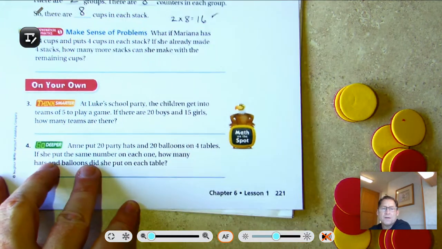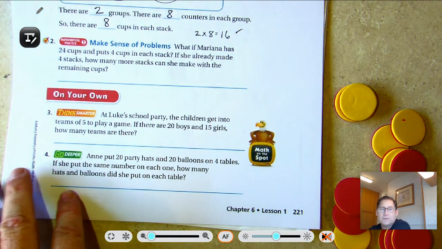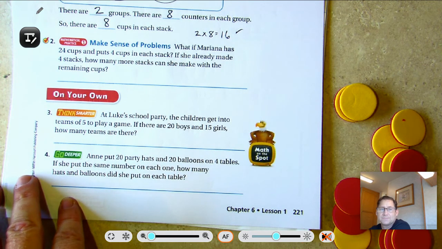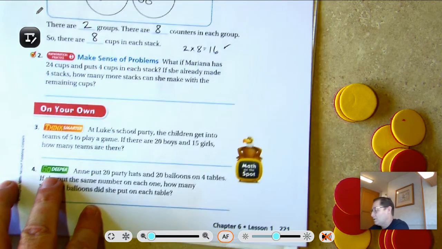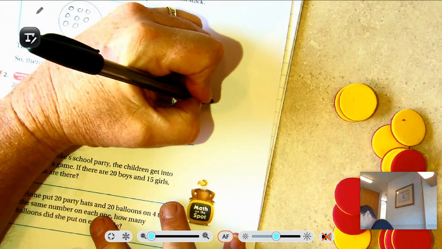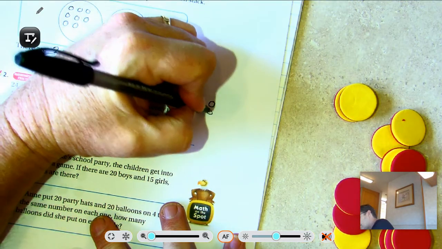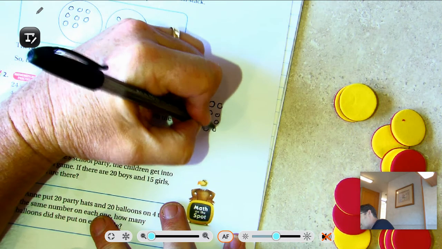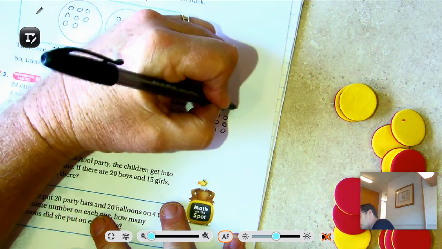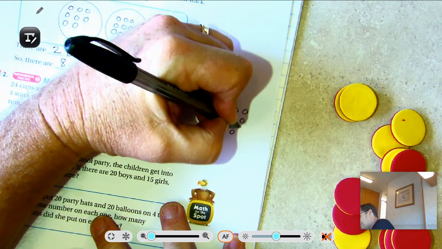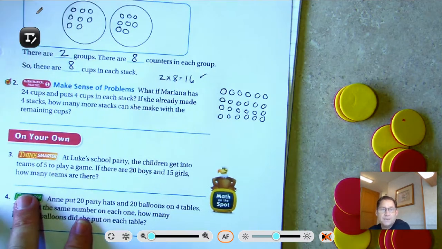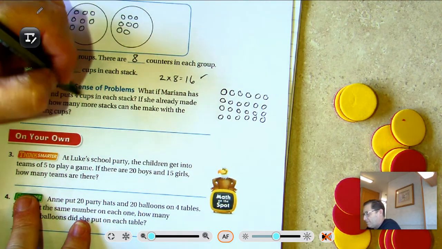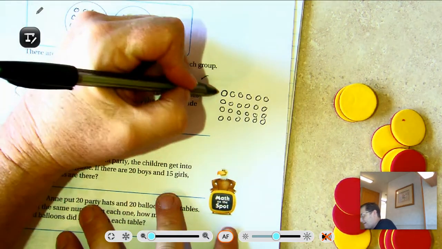Number 2. What if Mariana has 24 cups and puts 4 cups in each stack? If she already made 4 stacks, how many more stacks can she make with the remaining cups? So we have 24 cups, right? So 4, 8, 12, 16, 20, 24. So there's our 24 cups. She's going to put 4 cups in each stack.